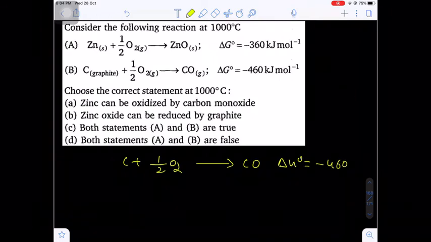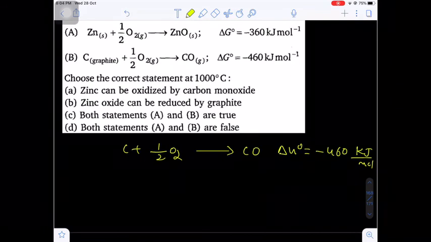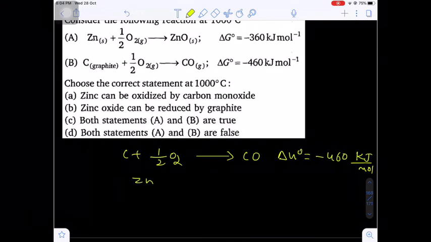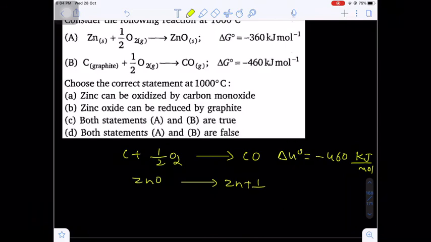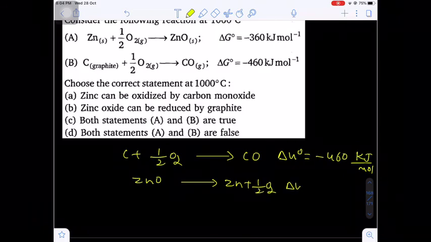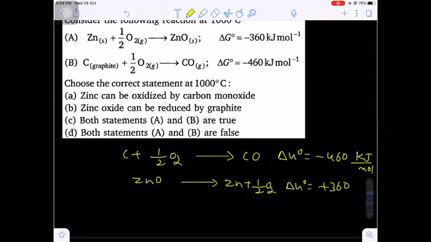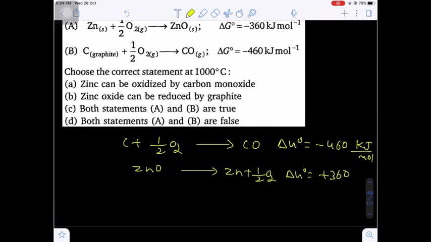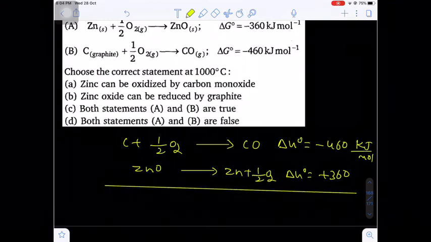What is the delta G naught value here? Minus 460 kilojoule per mole. Yes or no? Now what I am trying to do here, I am reversing the first equation. So zinc oxide will reduce to zinc and oxygen. Yes or no? For this reaction, I am writing the delta G naught value plus 360. Why? Because I am interchanging the reactants and products. That's why the delta G value is interchanged. So the magnitude will be the same, but the sign will be interchanged. Yes or no?